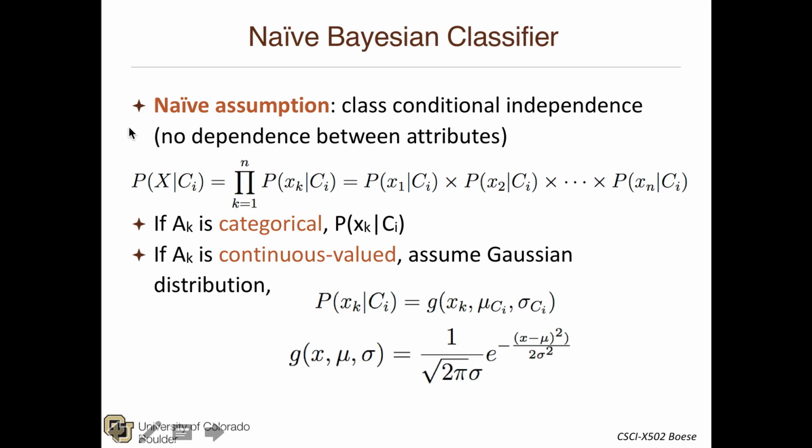So the naive assumption here is that we're assuming attributes are independent of each other. So one does not have an effect on another. So for example, something that is dependent would be like if I turn on the sprinkler, then the lawn is going to get wet. And so there's a dependency there. So we're assuming there's no dependency in between the different attributes for this classification.